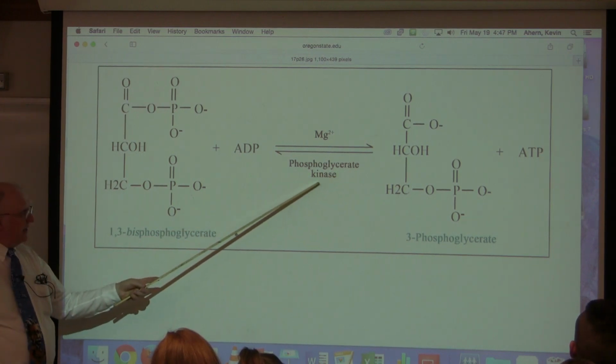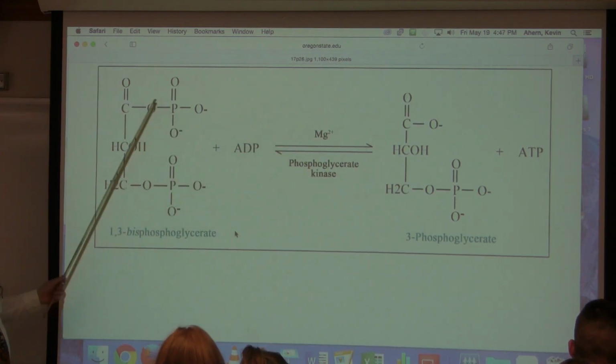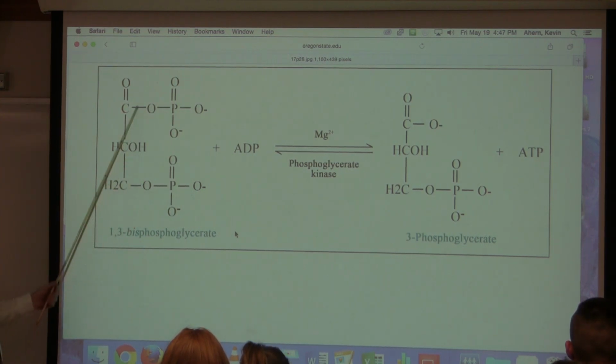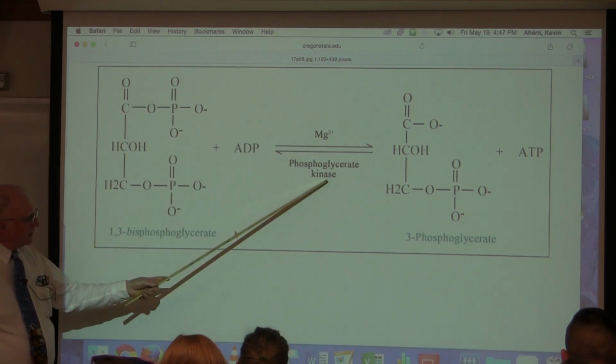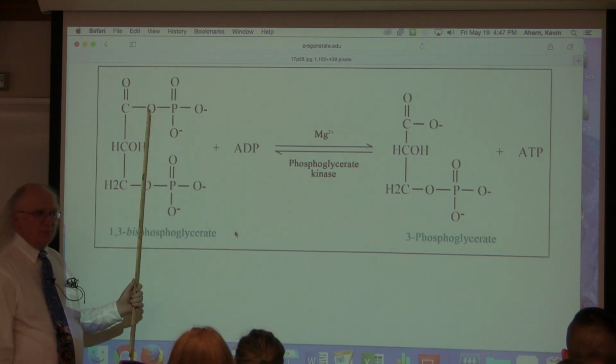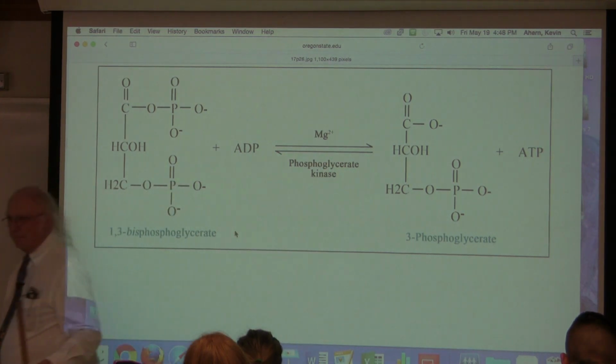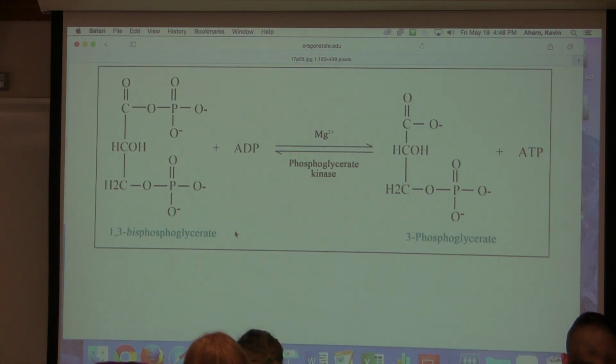This is an example of substrate-level phosphorylation. The enzyme is phosphoglycerate kinase. Notice it's a phosphoglycerate, glycer referring to glycerol. This is related to glycerol. Kinase, putting a phosphate onto something. What's it putting a phosphate onto? It's putting a phosphate onto ADP to make ATP. It's an unusual kinase in that respect.